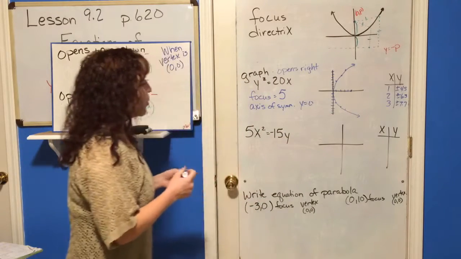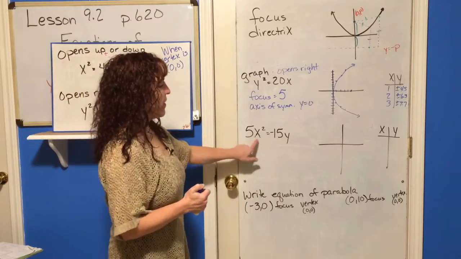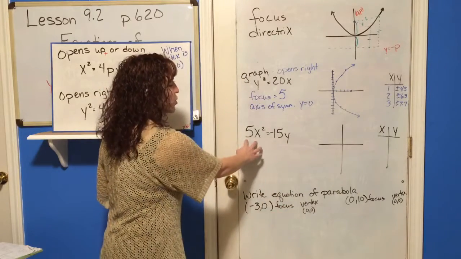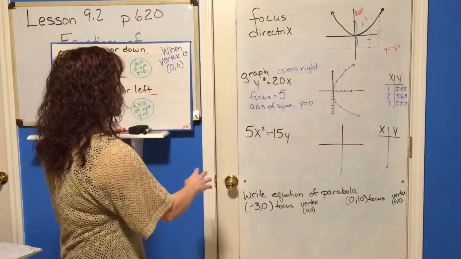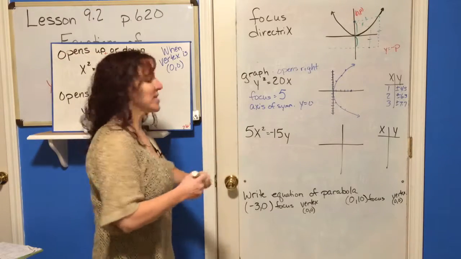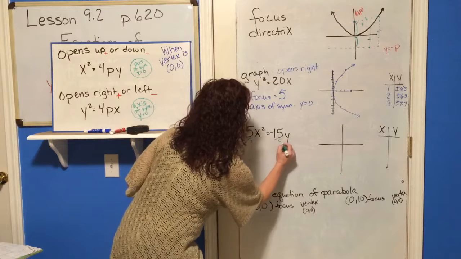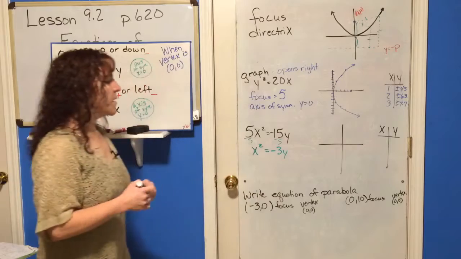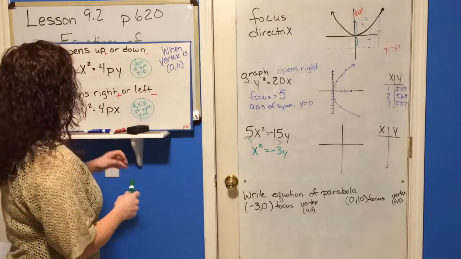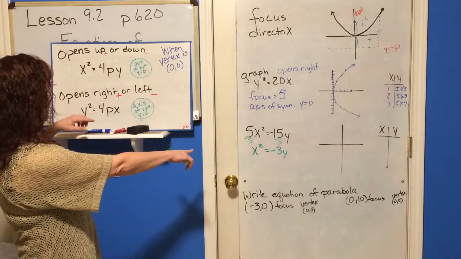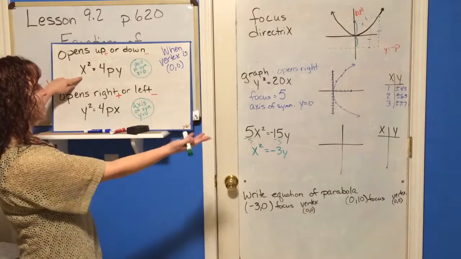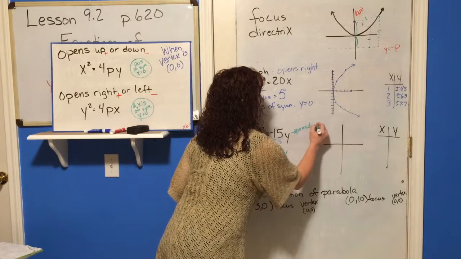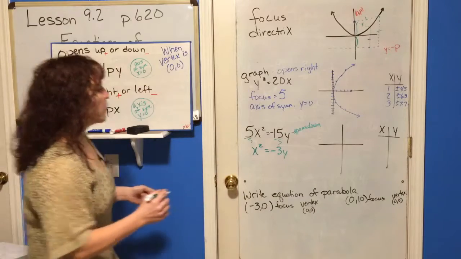If you have an x squared, it means that it's going to open up or down. And before you can start graphing, remember, you've got to solve it. You've got to get the x squared by itself, so you're going to divide by the 5. So x squared actually equals negative 3y in this case. Now we can look and see that negative with an x squared is going to open up or down, and if it's negative, it's going to open down.